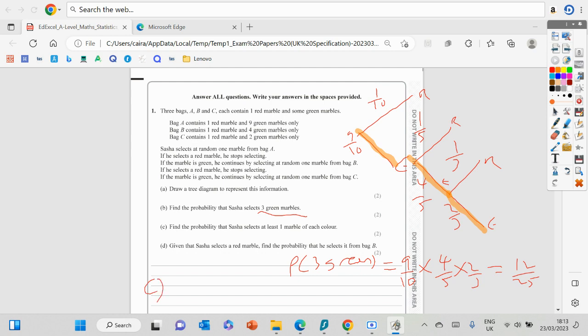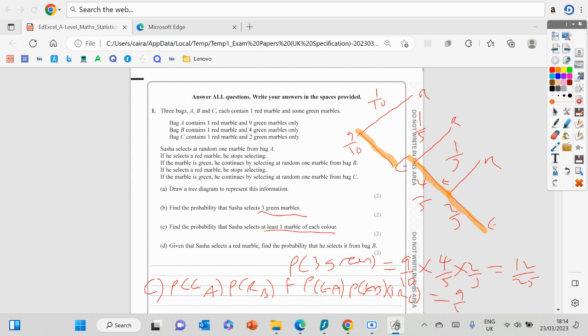Right. We want, at this time now, to find the probability that Sasha selects at least 1 marble of each colour. So we've got either the probability we get a green out of the first bag, times the probability that we get a red out of the bag. We either get a green out of the first, and then a green out of the second, and then a red in the last one. And I think that's it.